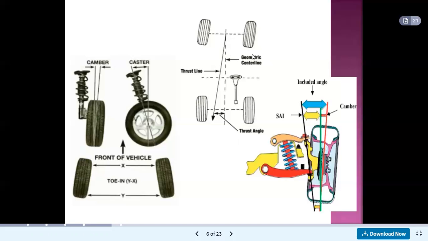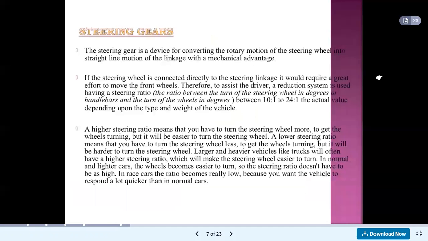In the second diagram, here we see the geometric center line. Actually, this is the middle line in that vehicle. Then the thrust line is also shown here, and the thrust angle is also shown here. The angle between the geometric center line and the thrust line is called the thrust angle. In the next diagram, we see the included angle, then camber. These are the angles shown in this diagram.